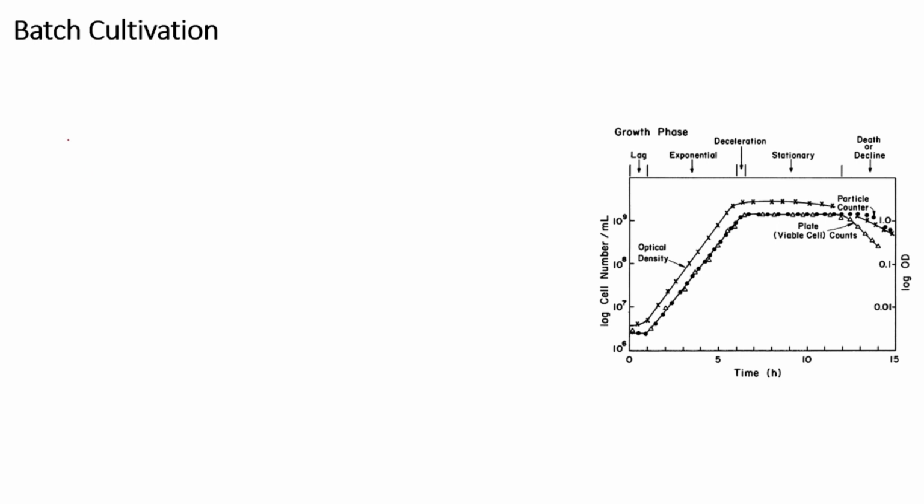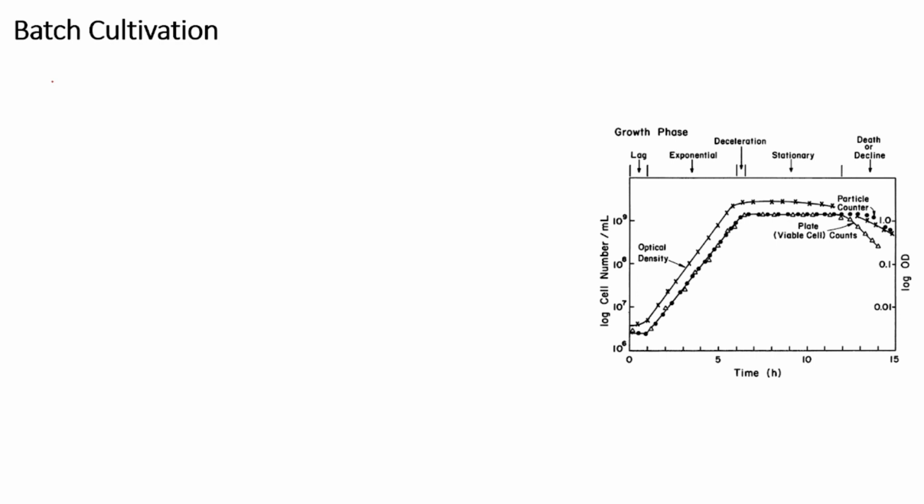So today we are going to start a new lecture series on bioreactor design and analysis. So first we will talk about batch cultivation with special reference to batch bioreactors. Okay, so now there are mainly four phases that are observed in batch cultivation.